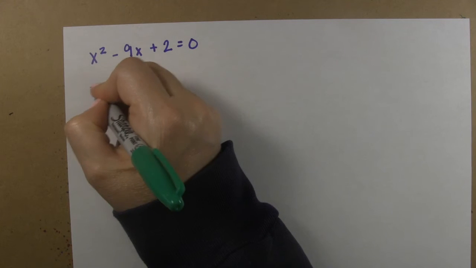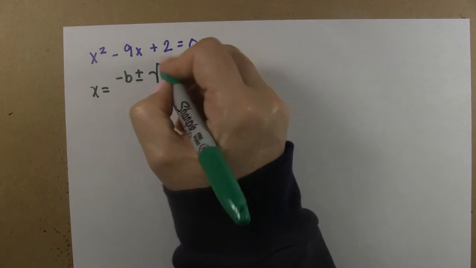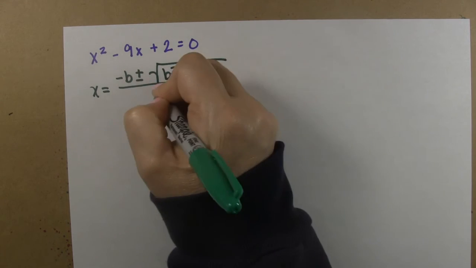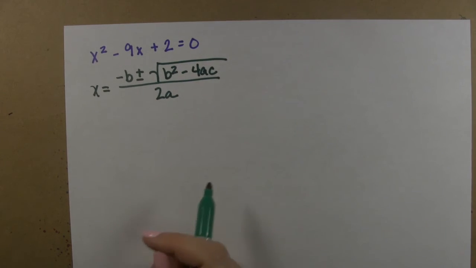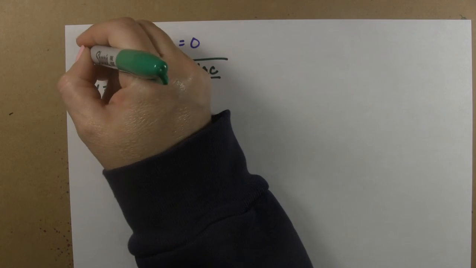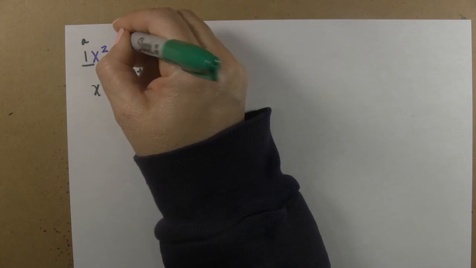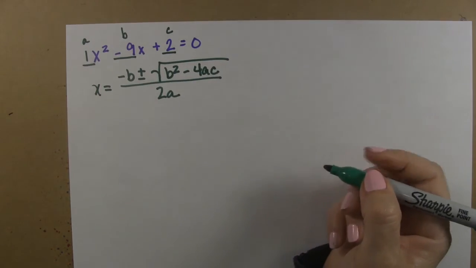So the quadratic equation is x equals negative b plus or minus the square root of b squared minus 4ac, all over 2a. It's a mouthful, but you can handle it. So now I'm just going to fill in these numbers. My a is going to be that invisible 1 there. My b is my negative 9. And my c is my 2.